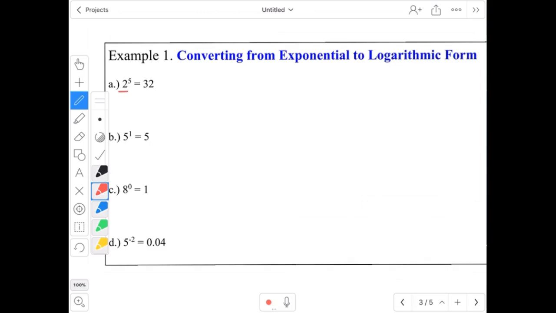So that means we would have the log with a base of 2. And these two things are going to switch spots. The 5 is not next to the 2 anymore. This is going to be on the other side of our equation. And that only leaves 32 to go right here. So we would say log base 2 of 32 is equal to 5. Okay, let's take a look at the next one.